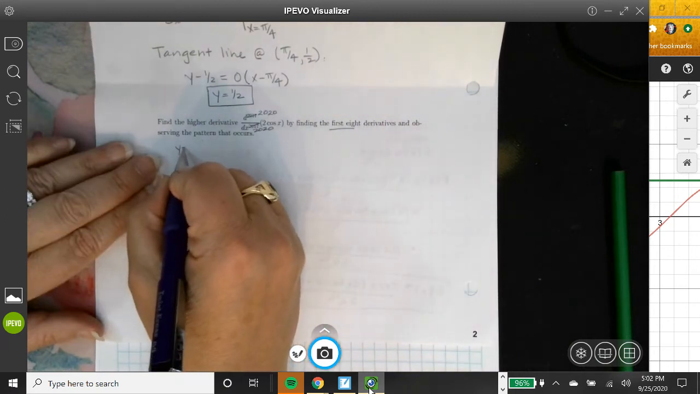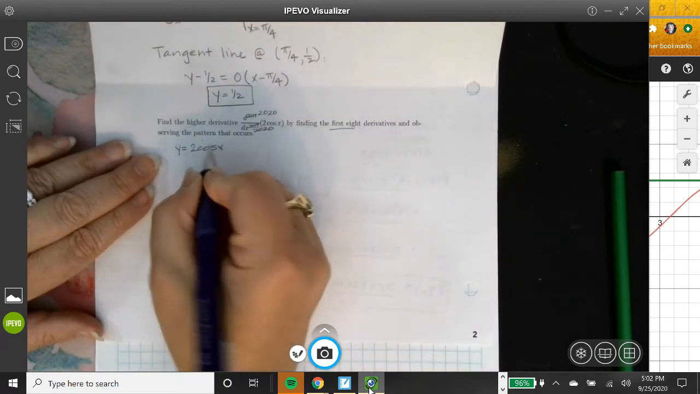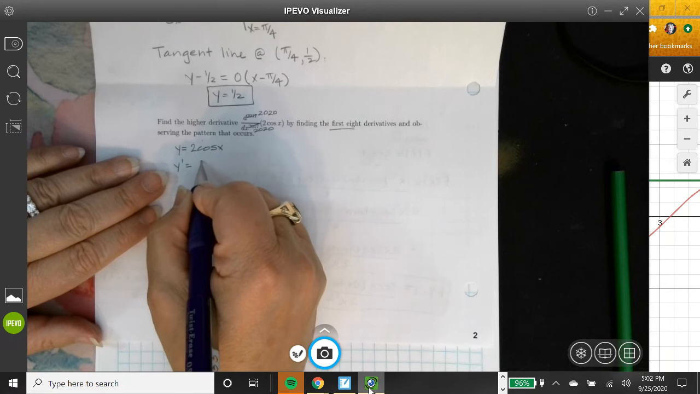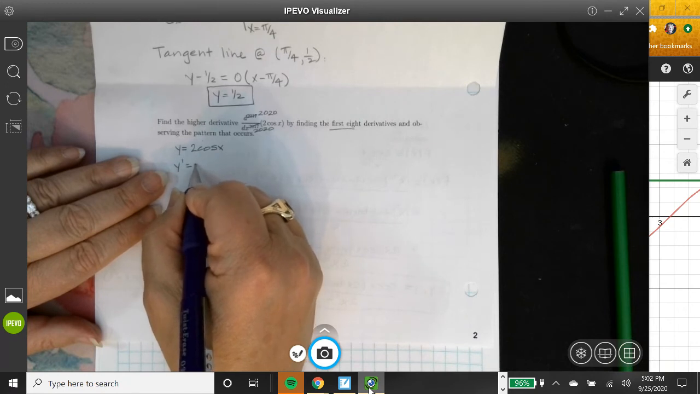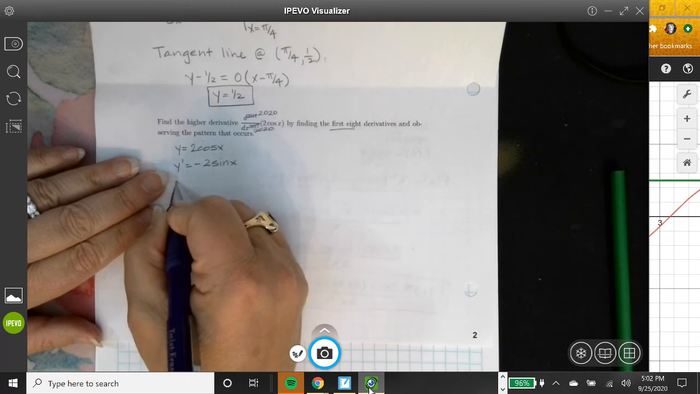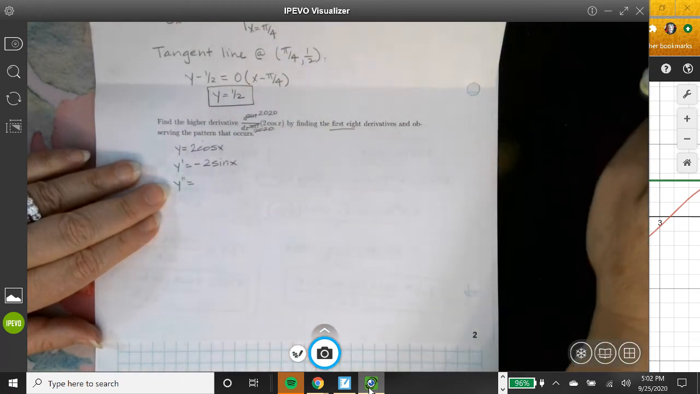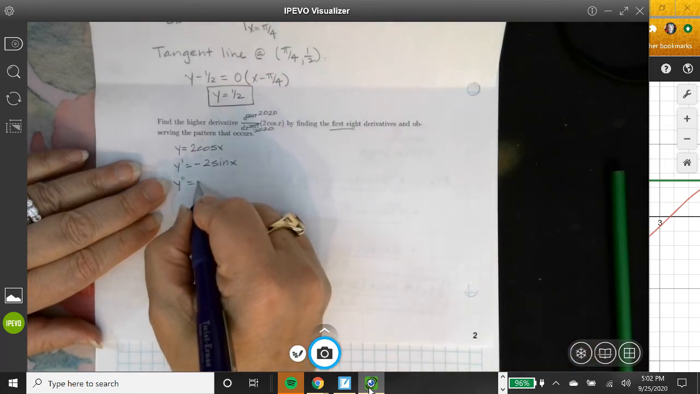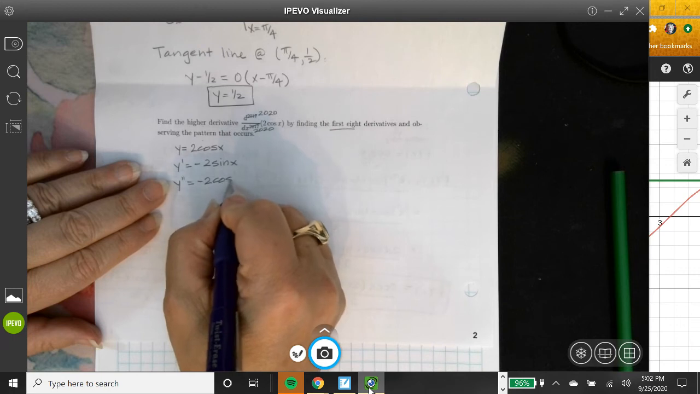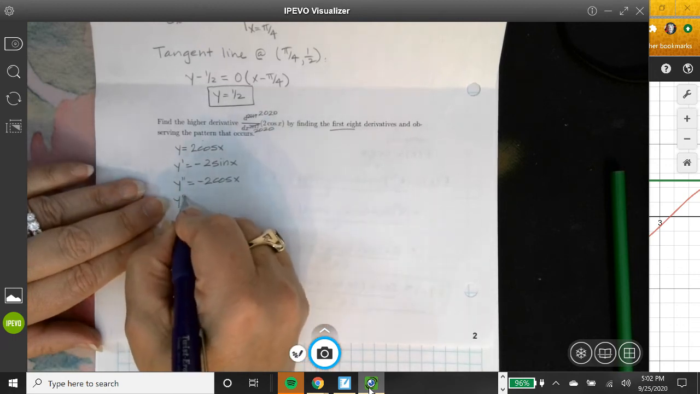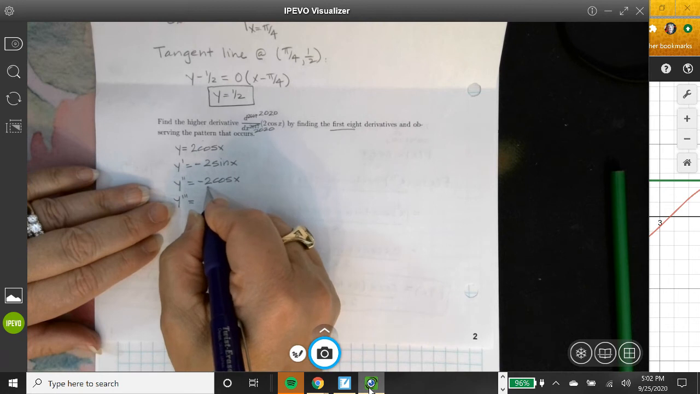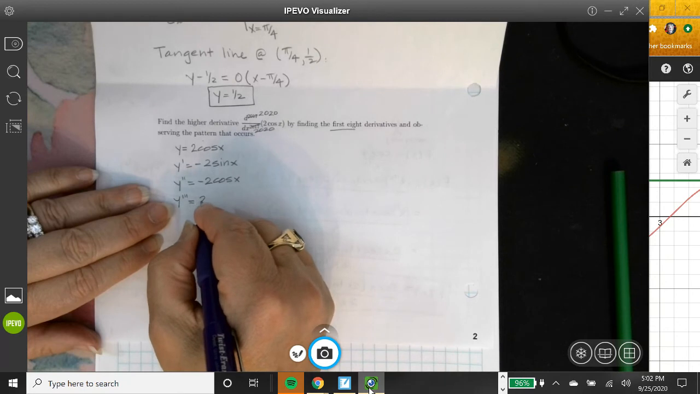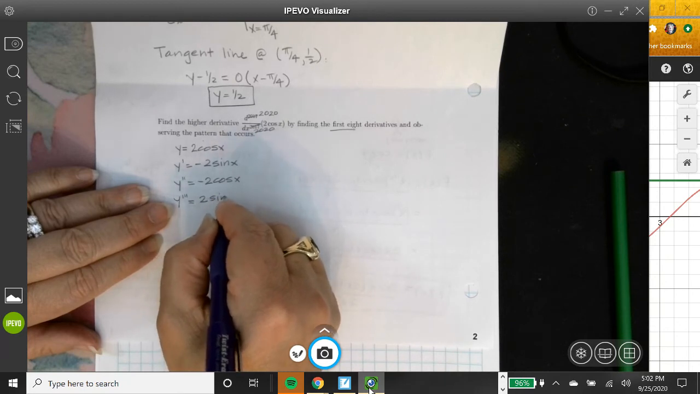So I'm going to write down y equals 2 cosine x. Well, y prime, which would be the first derivative, is going to be 2 times the derivative of cosine, which is negative sine. So this will be negative 2 sine x. Y double prime is going to be the derivative of negative 2 sine x, which will be negative 2 times the derivative of sine, which is cosine x. Y triple prime is going to equal negative 2 times the derivative of cosine, which is negative sine. So this will now be a positive 2 sine x.